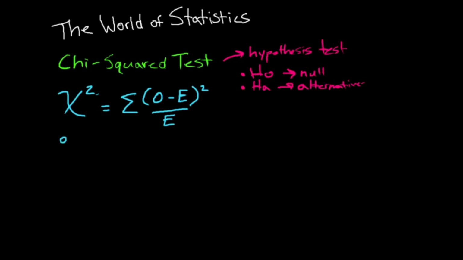When using the table in the back of the book, we do have degrees of freedom, and that's going to be n minus 1 degrees of freedom. So this is what the chi-squared test looks like, and this is how it's typically denoted in statistics. And again, we're looking at our null and alternative hypotheses.